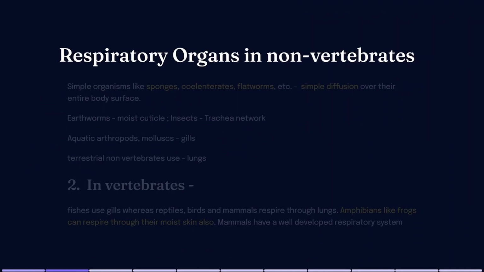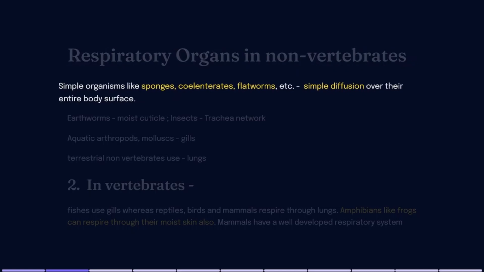So first, some basic facts about respiratory organs in non-vertebrates. Simple organisms like sponges, coelenterates and flatworms, you can remember this from your animal kingdom chapter also. Sponges, coelenterates, flatworms, etc. can simply diffuse gas molecules through their skin.